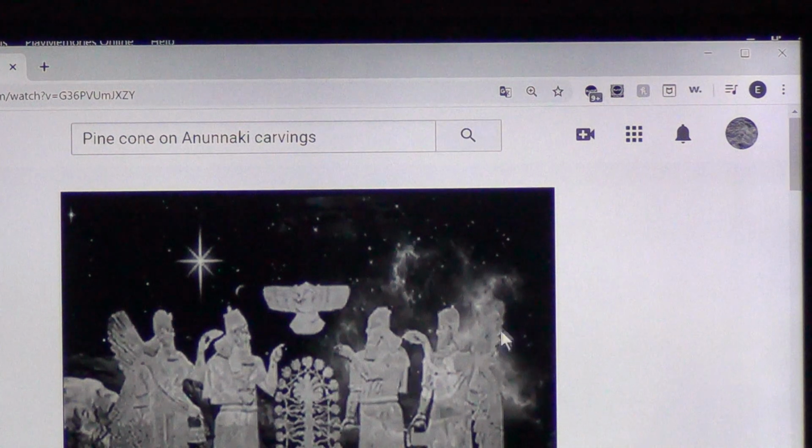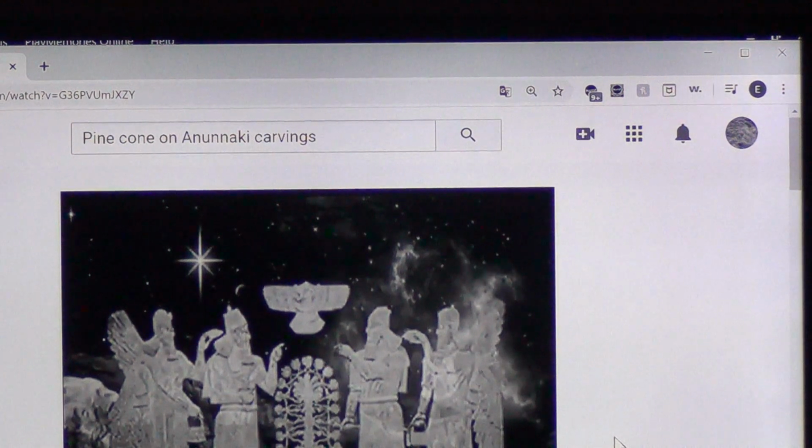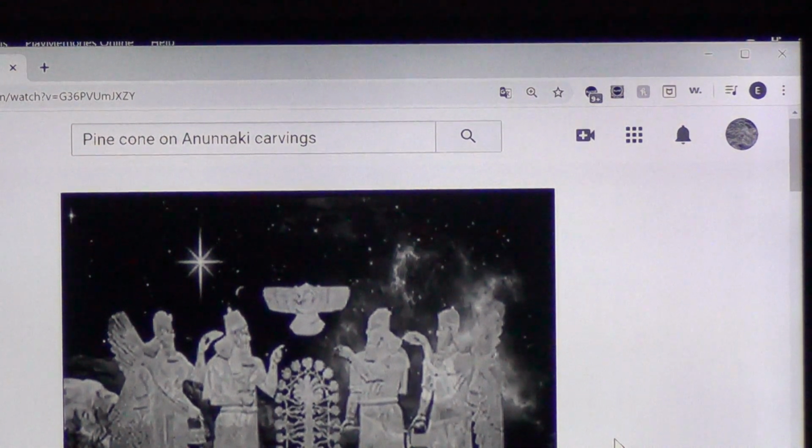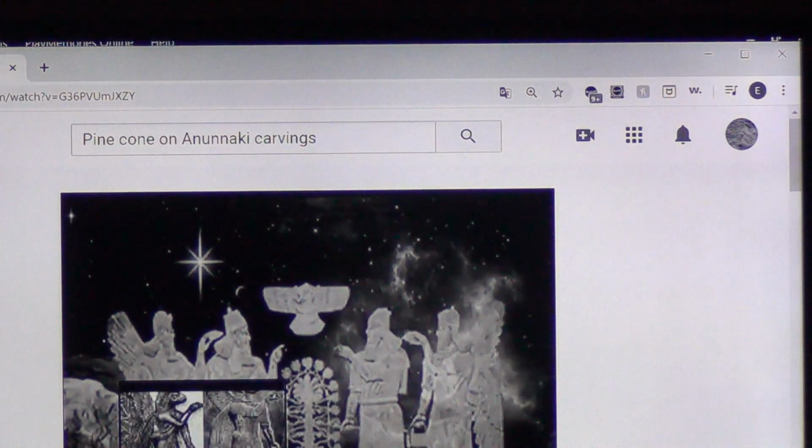Check it out. These two guys have wings. Maybe that means they were pilots or they had a flying suit or something, because you can see that the wings are not their wings, they're strapped on. So that means they could fly with some kind of a wing apparatus, who knows?